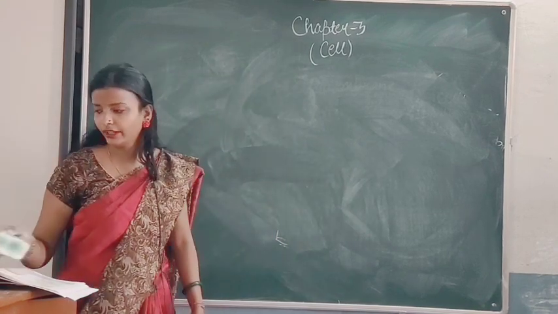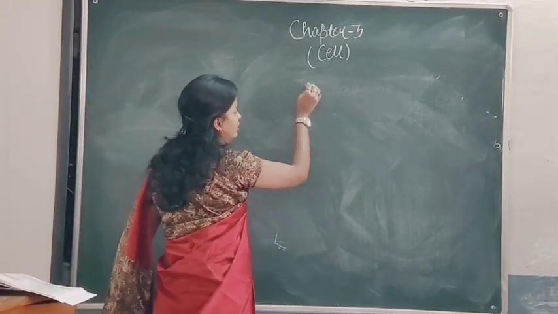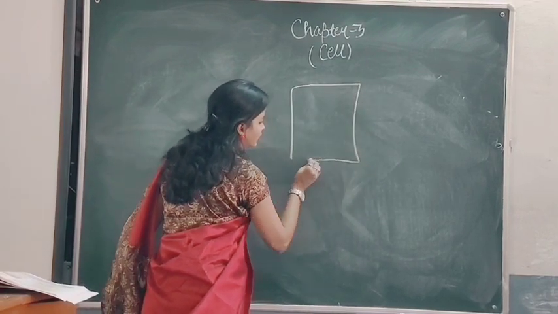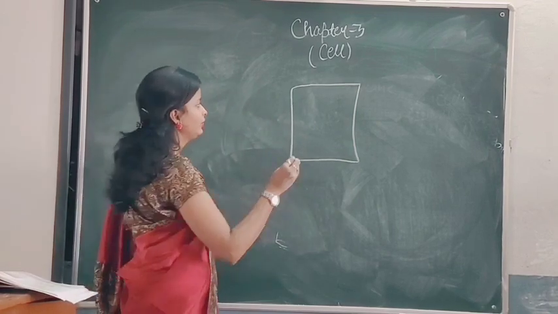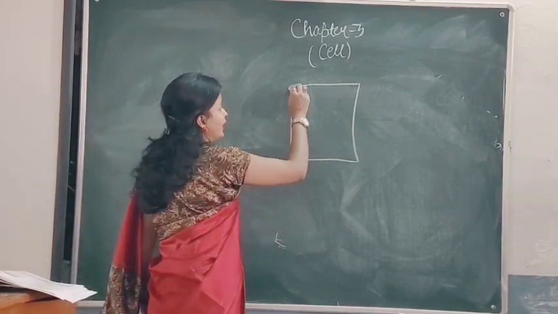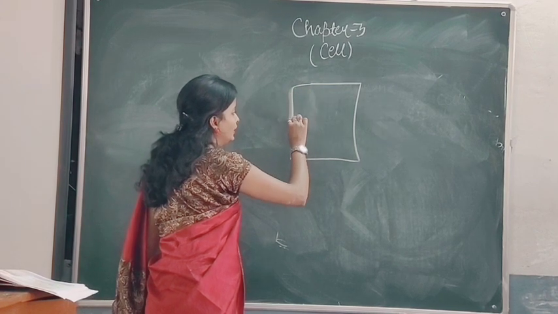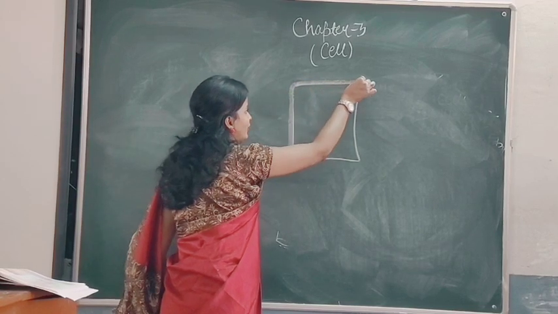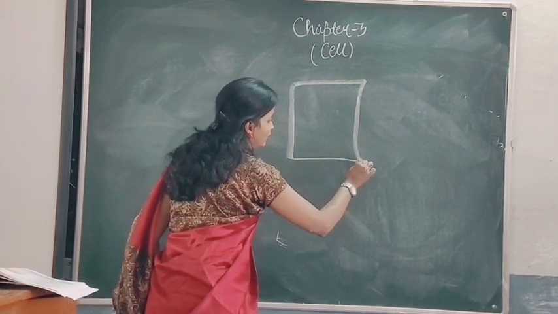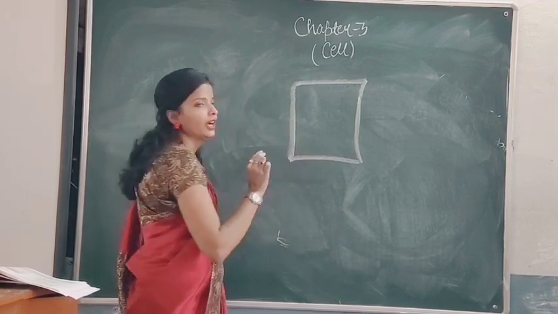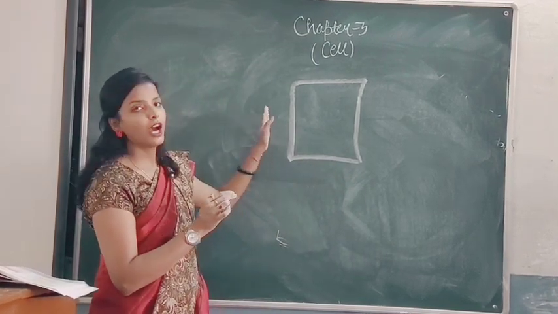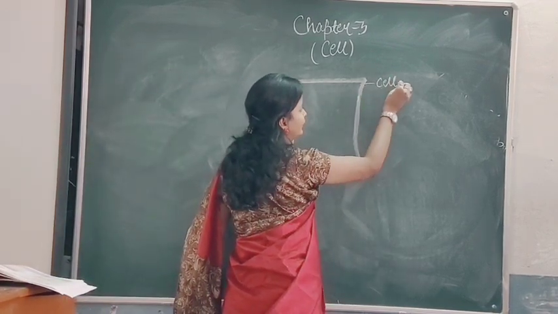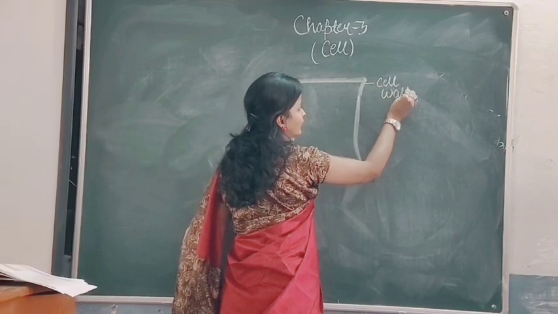So I am drawing a rough diagram. Suppose this is a plant cell. Now you will see, students, that a plant cell is having an outer hard covering. So what is that outer hard covering? They are nothing else but the cell wall.